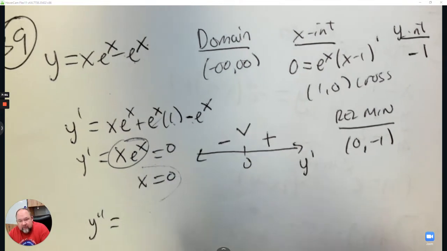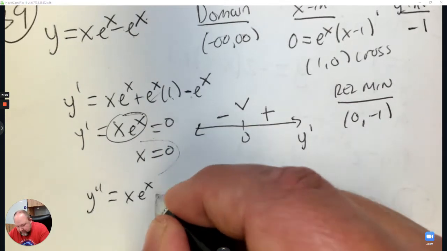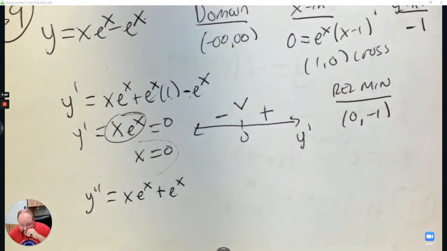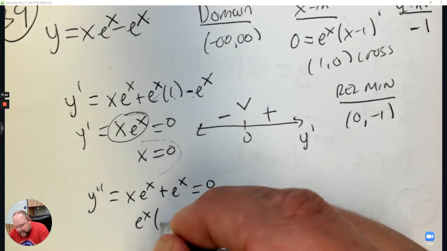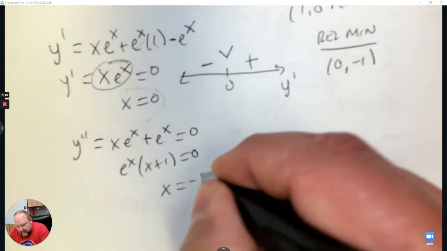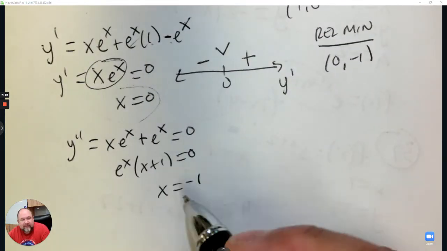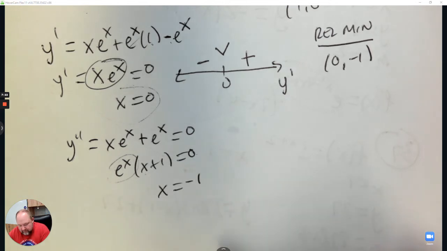Concavity, we do the second derivative. So here again the product rule, the first times the derivative of the second, and the second times the derivative of the first, equal to 0. Factor out e to the x. And the only answer here is negative 1. e to the x will always be positive. So negative 1 will give you the answer 0.